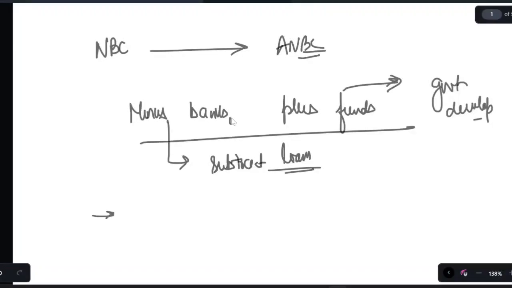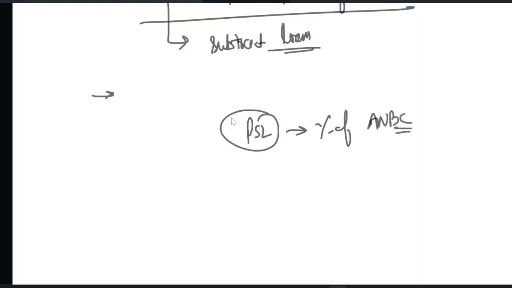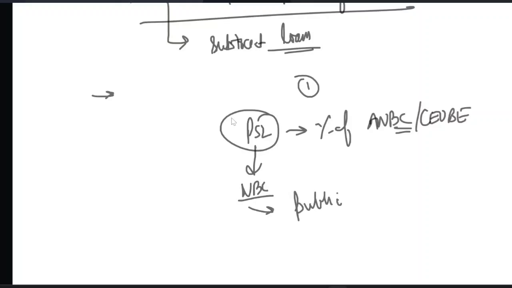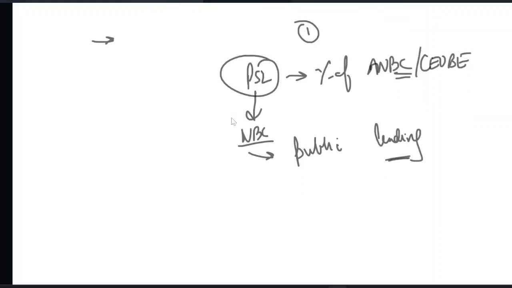So what is the moral of the story? The moral of the story is that PSL, priority sector lending targets, are calculated as a percentage of ANBC or CEOBE, whichever is higher. First point. Second point, I told you that NBC, net bank credit, only counts public lending. It strictly excludes interbank loans and RBI rediscounted bills. Only public lending is there. Interbank loans and RBI rediscounted bills are excluded.